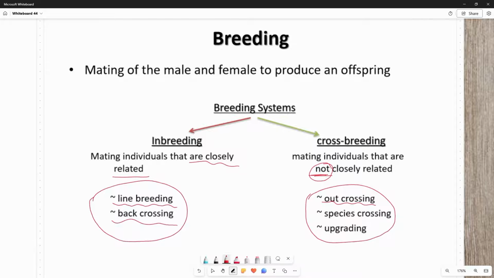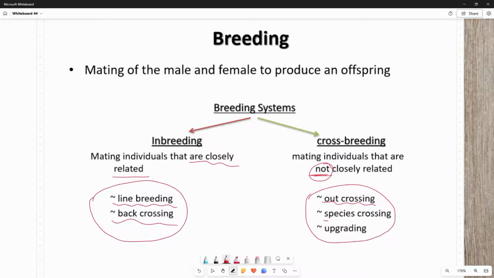For instance, you can take an Afrikaner bull and a Hereford cow, and you mate them. That one now is your outcrossing. Remember, they belong to the same species, which is the cattle species, but these are two different breeds: the Afrikaner bull and the Hereford cow. So you cross them. That one is outcrossing.